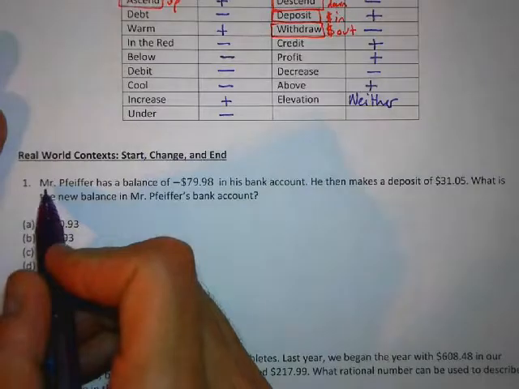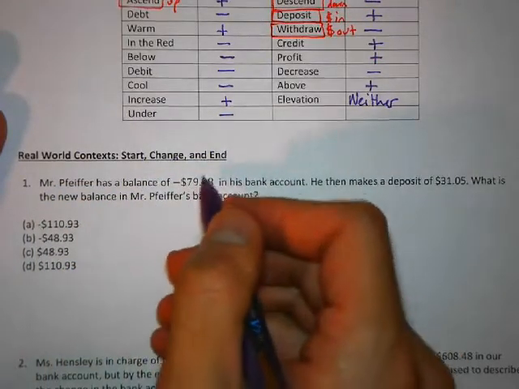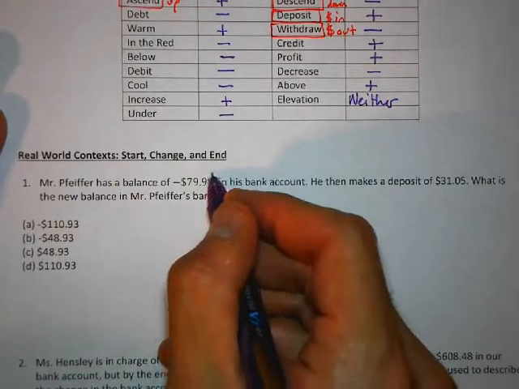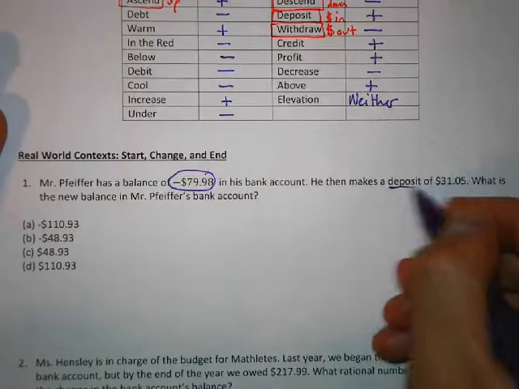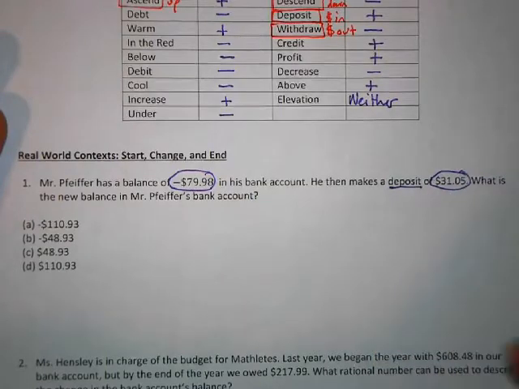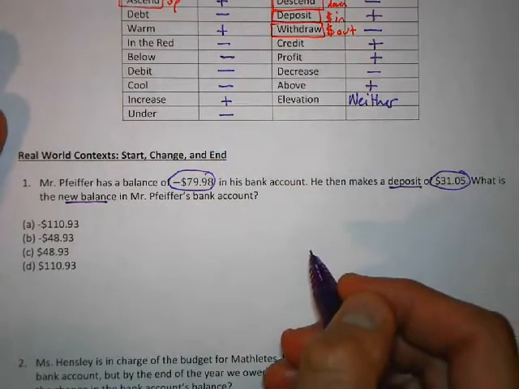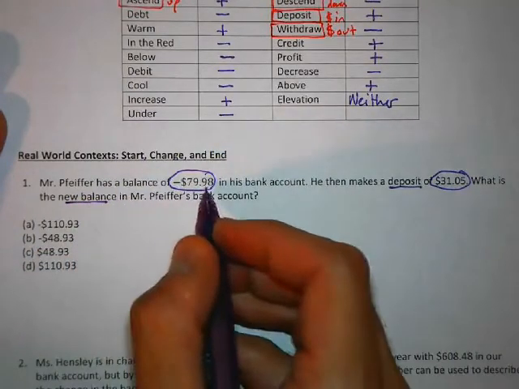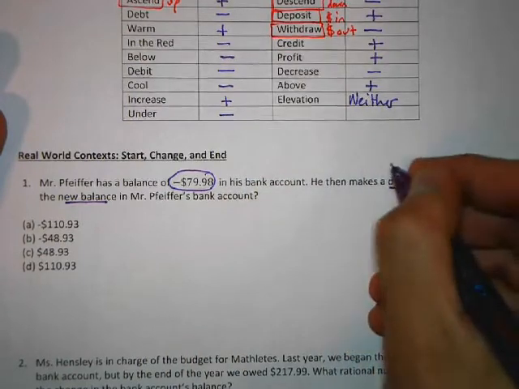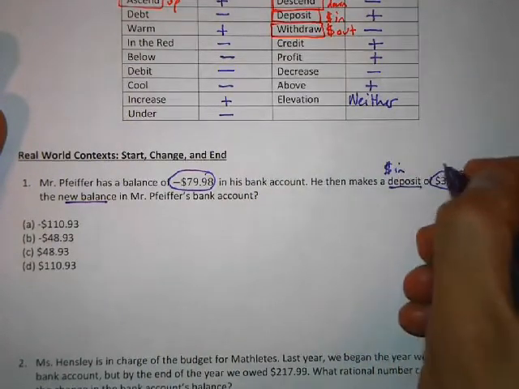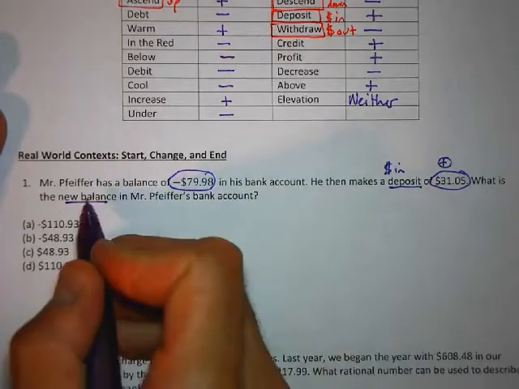Alright, let's jump in. Mr. Pfeiffer has a balance of negative 79.98 in his bank account. He then makes a deposit of $31.05. What is the new balance in Mr. Pfeiffer's account? Okay, Mr. Pfeiffer has a balance of negative 79.98. Okay, that makes sense. He then makes a deposit, that's money going in, so that's going to be a positive number, of $31.05. What is the new balance?